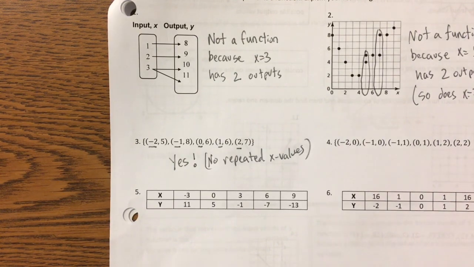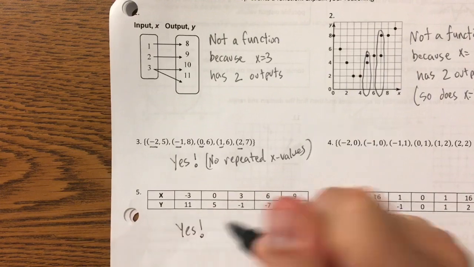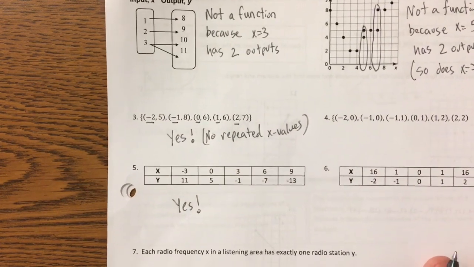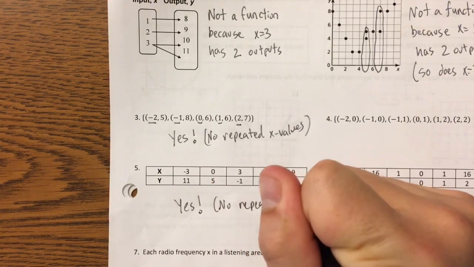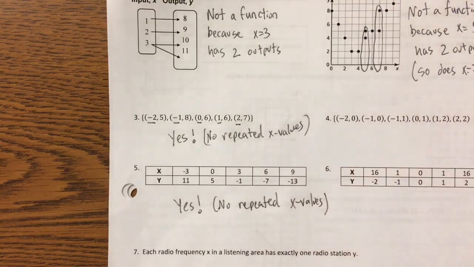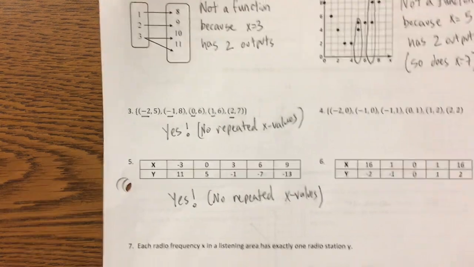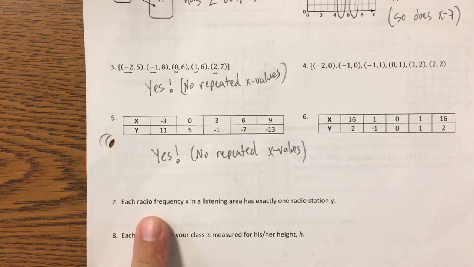Yeah, basically, if you're going to say that it is a function, your reason why is going to be the same every time, right? There's no input that outputs more than one thing. So there's no repeated x values. So yeah, each radio frequency in a listening area has exactly one radio station.